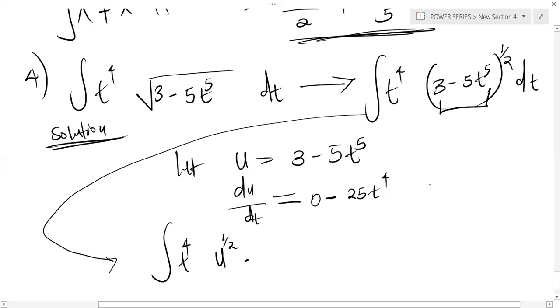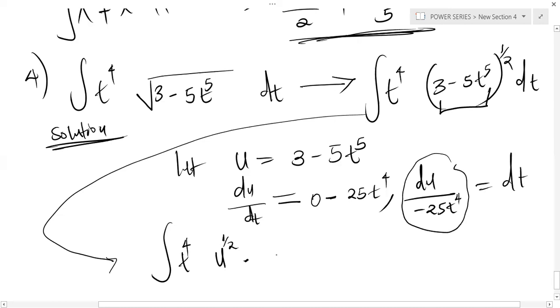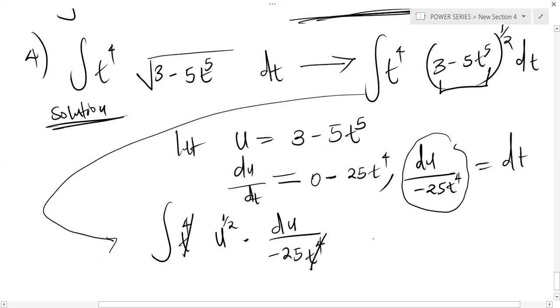If you make dt the subject of the formula, du over minus 25t to the power 4 will be equal to dt. So instead of dt, I will write the whole of this, because we are transforming the whole question to du. So du over minus 25 t raised to power 4. This t to the power 4 and this t to the power 4 cancel out, so that you remain with the integral of u raised to power a half du.